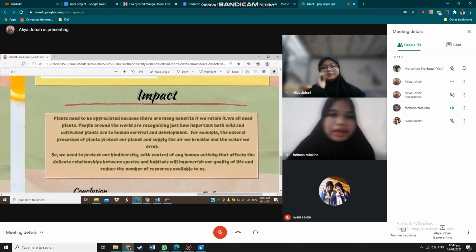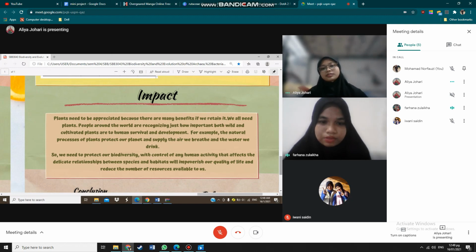Okay, for the impact, plants need to be appreciated because there are many benefits if we retain them. We all need plants. People around the world are recognizing just how important both wild and cultivated plants are to human survival and development. For example, the natural process of plants protects our planet and supplies the air we breathe and the water we drink. So we need to protect our biodiversity, with control of any human activity that affects the delicate relationship between species and habitats, which will improve our quality of life and reduce the number of resources available to us.